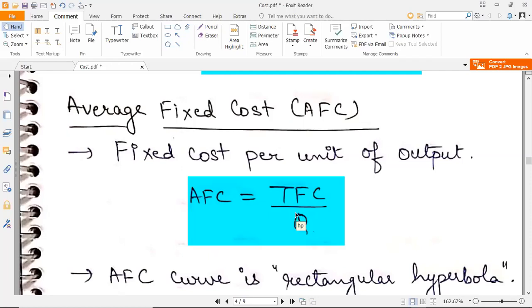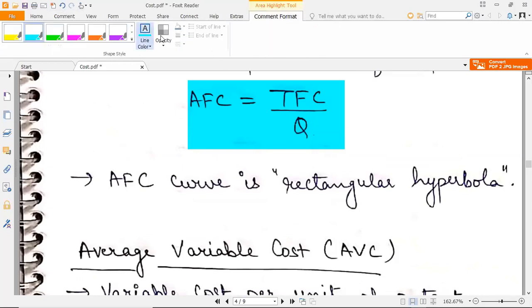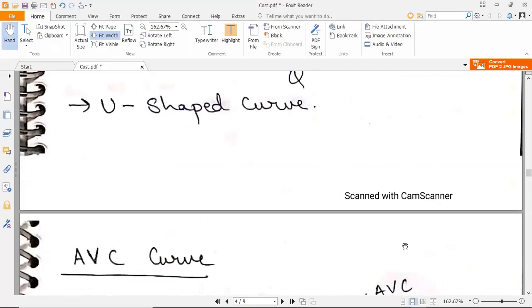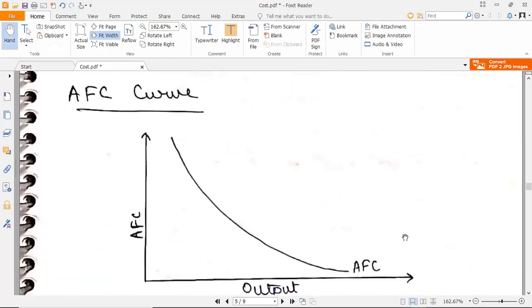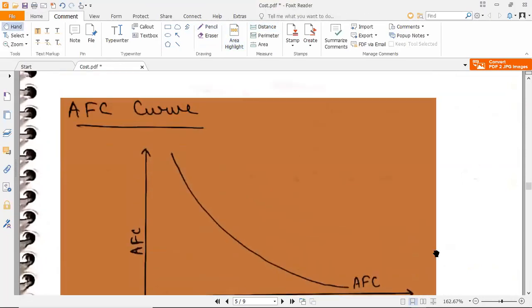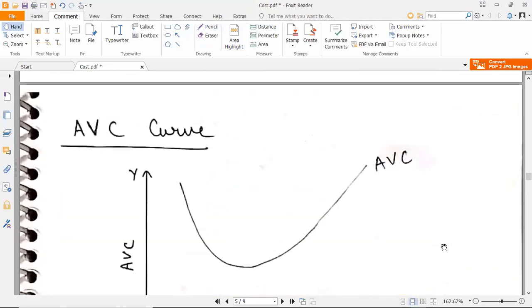आपके per unit पे कितनी fixed cost लग रही है? The shape of the AFC curve is rectangular hyperbola. Now, what does this shape look like? So the AFC curve looks like this. We'll be discussing why the shape of the AFC curve is like this once we complete this AVC part.